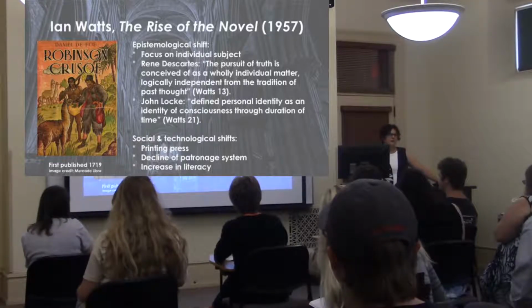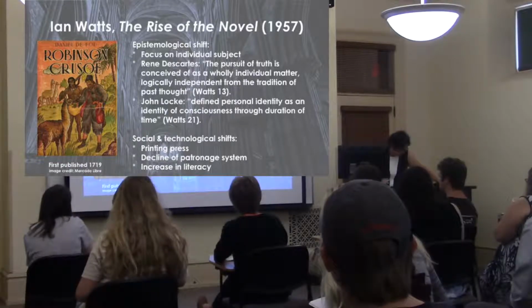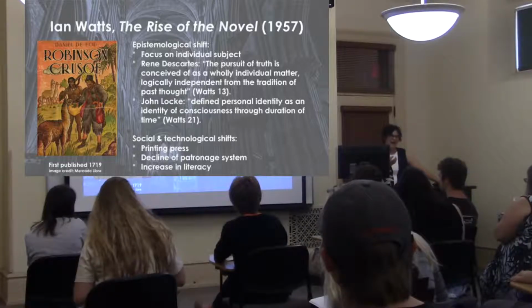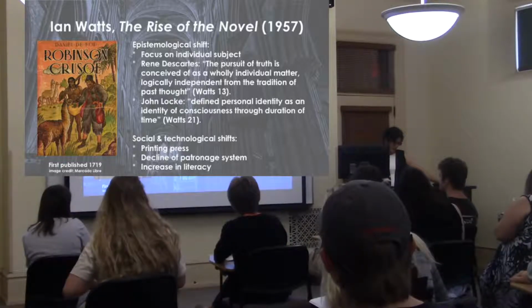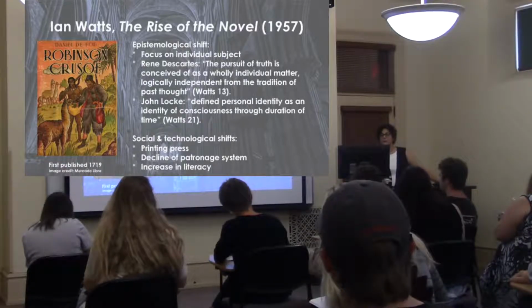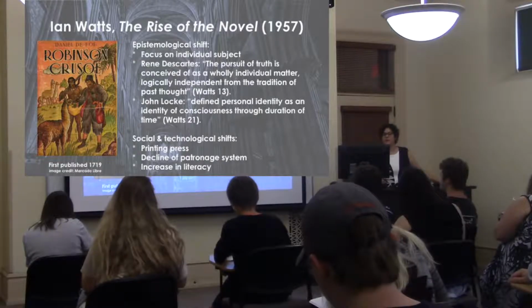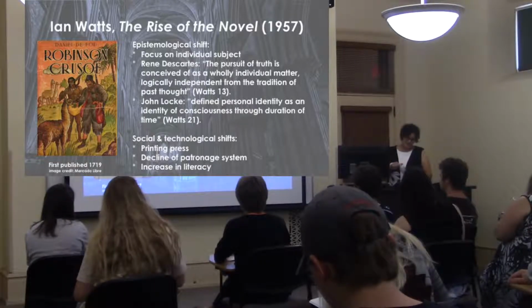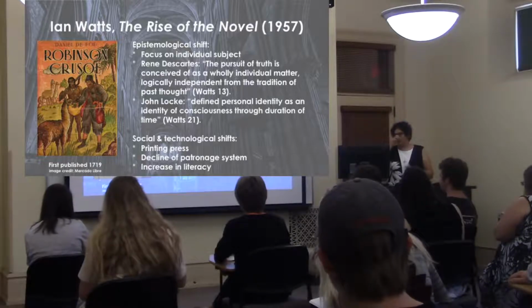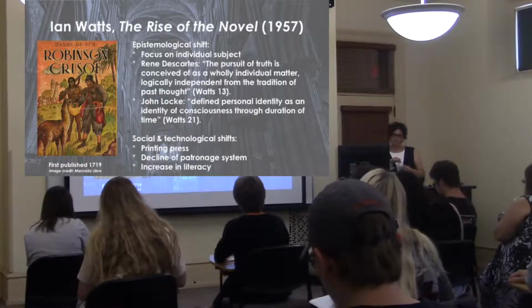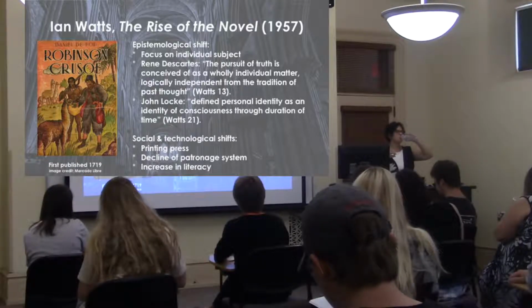Their theories of cognition are very different, and those of you who know me know I can't not talk about cognition, but what ties them together is that both of them focus on the subject as an individual. Descartes brought about a shift whereby the pursuit of truth is conceived of as a wholly individual matter, logically independent from the tradition of past thought: I think, therefore I am. And then John Locke defined personal identity as an identity of consciousness through duration in time. So if you want to think about the literal subject, this is part of where it comes into being.